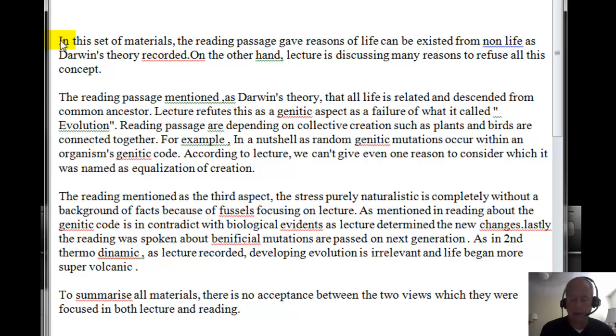So in your first paragraph you say, in this set of materials, the reading passage, I'm going to use present tense when you're summarizing, gives reasons of life can be existed from non-life as Darwin's theory recorded. On the other hand, the lecture is discussing many reasons to refute, not refuse, all of these concepts.